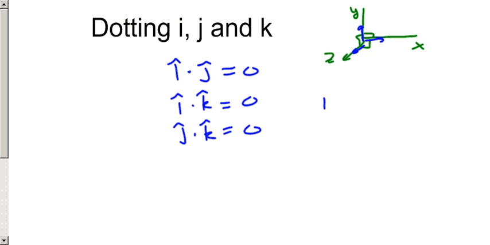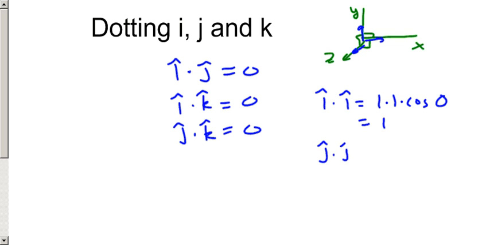But what if we dotted i dot i? What would that be? Well, each of those has length 1, so magnitude of 1 times magnitude of 1 times the cos of the angle between them. Since they're both in the same direction, the angle between them is just 0. So that's going to be 1.